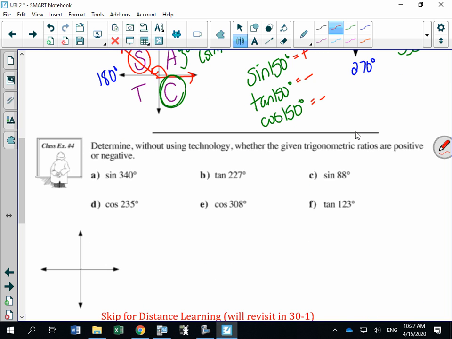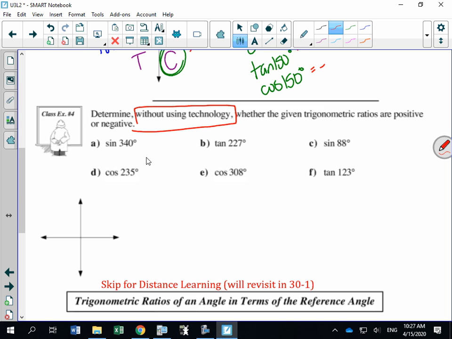What would questions look like? It's going to say determine without using technology. And we don't need to use your calculators, you guys. This is so easy if you memorize CAST. So without using technology, we're not going to type any of this in. Maybe we'll verify using technology whether the given trig ratios are positive or negative. Okay, always write CAST or your add sugar to coffee, but there's my CAST.